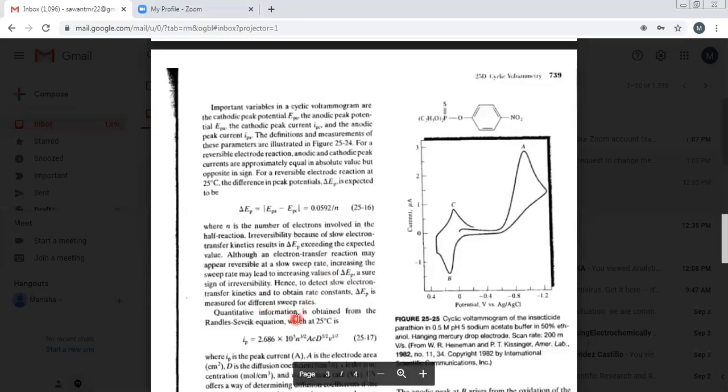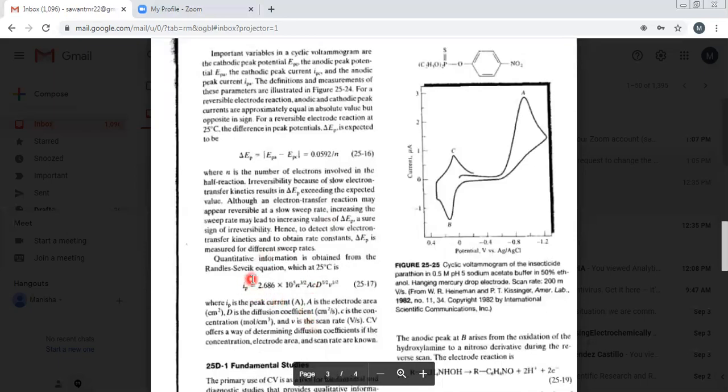See, quantitative information is obtained from the Randles-Sevcik equation, which at 25 degrees centigrade is IP equal to 2.686 times 10 raised to 5, n raised to 3 by 2, A C D raised to half, nu raised to half. Very important equation, because we use this equation for solving problems when we talk about quantitative analysis. So by using cyclic voltammetry, how we go with the quantitative analysis, we will see. But what does the equation relate to?